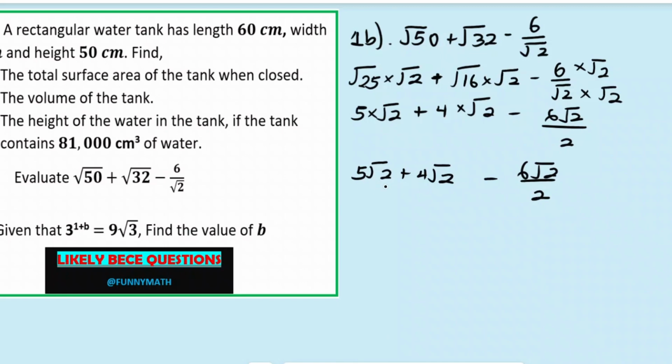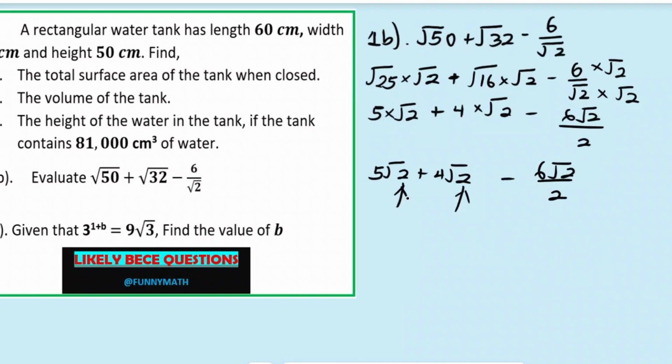Now these two terms here can be simplified because the radicals are the same. I mean, this is root 2, this one is root 2. You know that when you are adding surds, the radicals should be the same before you can add. For example, the root of 3 plus the root of 5 cannot be added to get the root of 8. This is not correct. So we have to take note of that.